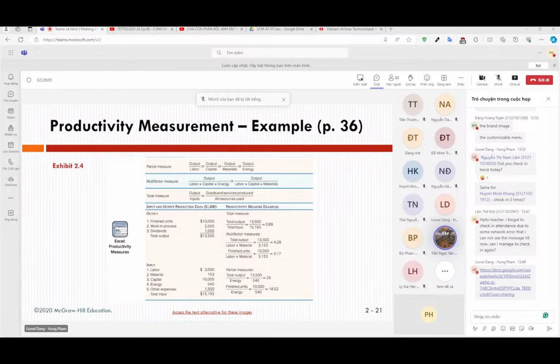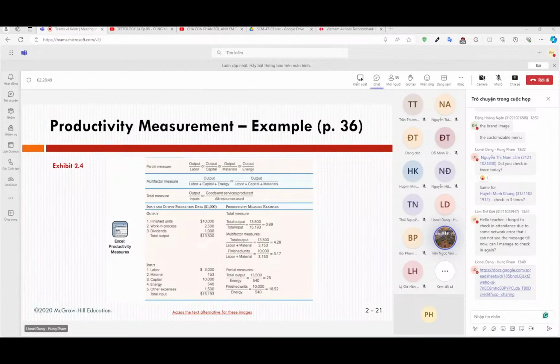As you can see below, here are some examples they have put in for us about the output and the input. The output includes three factors, which are finished units, work in process, and dividends. The total output is $13,500. The input includes 5 factors, which are labor, material, capital, energy, and other expenses. The total input is $15,193. So we can use these factors to calculate our productivity measurement.